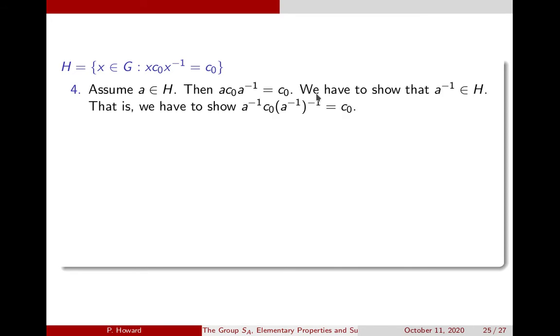To show that A inverse is in H, we have to argue that this equation is true when X is replaced by A inverse. That means we have to show that A inverse times C0 times A inverse inverse is C0. But we know that A inverse inverse is A, so what we really have to show is that A inverse C0 times A is C0.